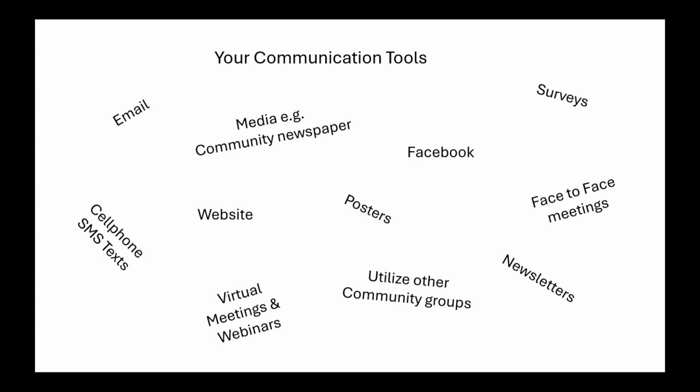For emergency situations where you really need to get a hold of people quickly and make sure that they read it, cell phone SMS texts are very powerful. And of course, there are also other community groups. If there are groups in your area that have a big membership, you can ask them to do a little article about you or add a link to their website. So that's another way of getting your association out there.